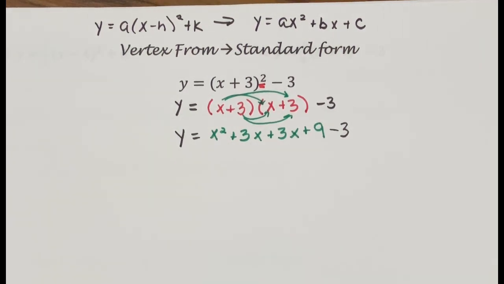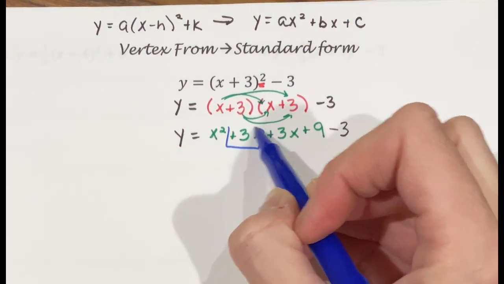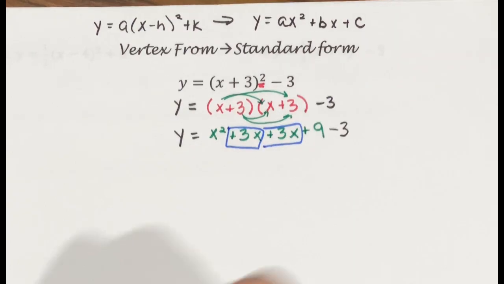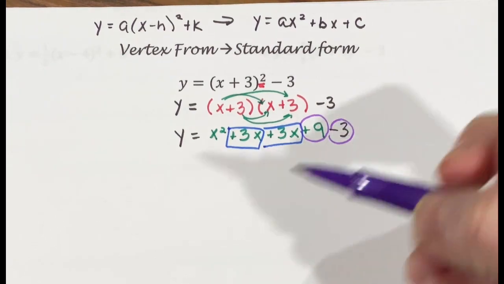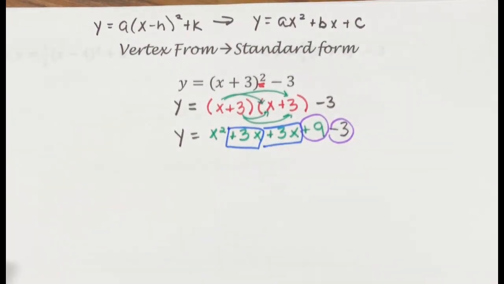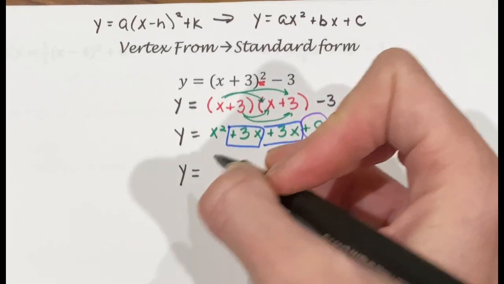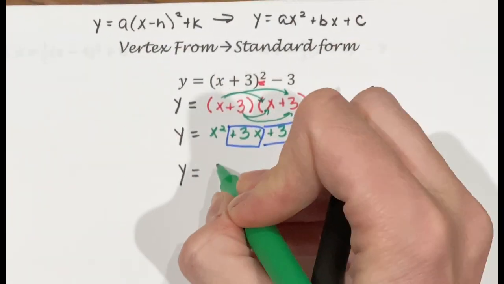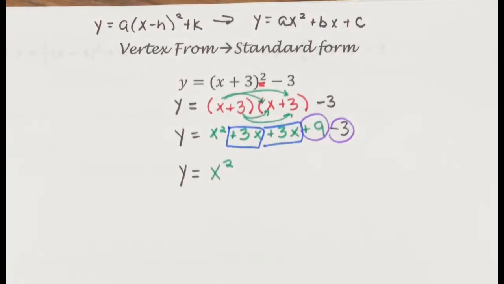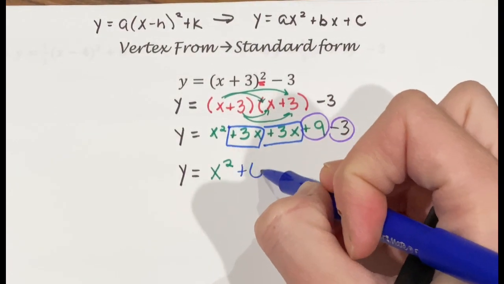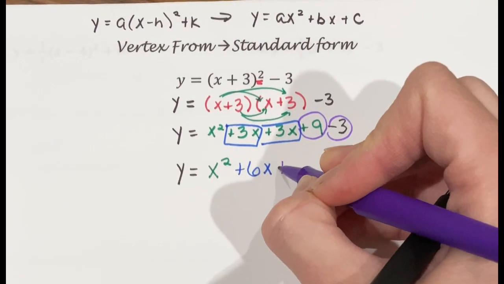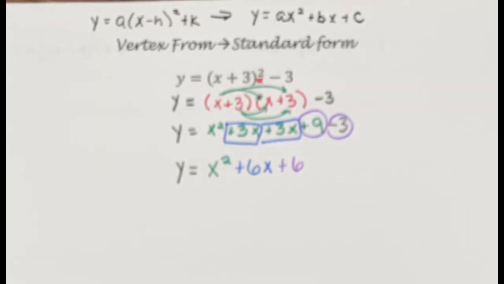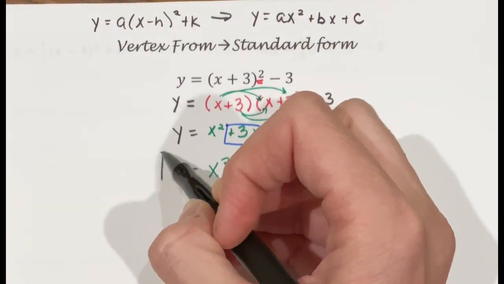So then what we want to do is combine our like terms. Here I see 3x and 3x are like terms, and I also have the like terms of 9 and negative 3. So I'm going to combine those and I get y equals x squared, and 3x plus 3x gives me plus 6x. And then 9 and a negative 3 give me a positive 6. And there is our answer in standard form.